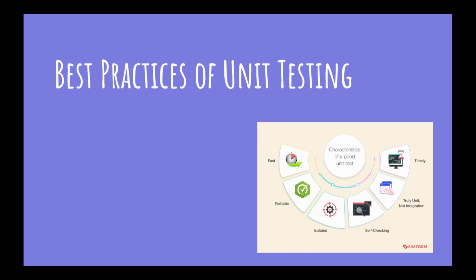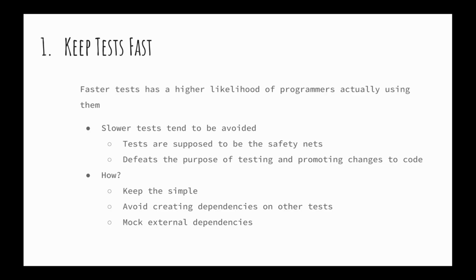Some best practices of unit testing is the next topic. The first best practice that you want to keep in mind is that you want to keep tests fast. Faster tests have a higher likelihood of programmers actually using them because slower tests tend to be avoided. If you're developing something and it's taking 5 minutes just to test whether your add function actually works, you're going to avoid it, and you're not going to test whether it actually works or not. And these tests are supposed to be like safety nets, and it defeats the purpose of testing and promoting changes to code if it's slow and it's avoided. So how can you keep it fast? You can keep the code simple, avoid creating dependencies on other tests, and mock external dependencies.